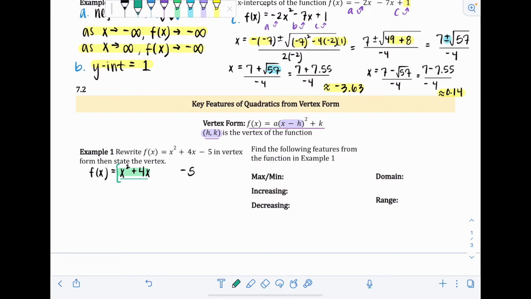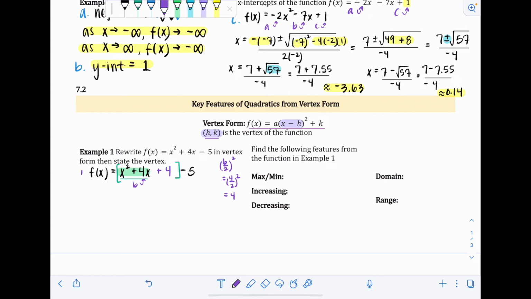Sometimes I like to put brackets around it and the space, just to emphasize that I'm only focusing on that part of the function right now. When we're completing the square, we have to find b over 2 squared, where b is 4. So I would find 4 over 2 and then square it. 4 over 2 is 2, and 2 squared is 4. So I would add 4 right here to complete the square.